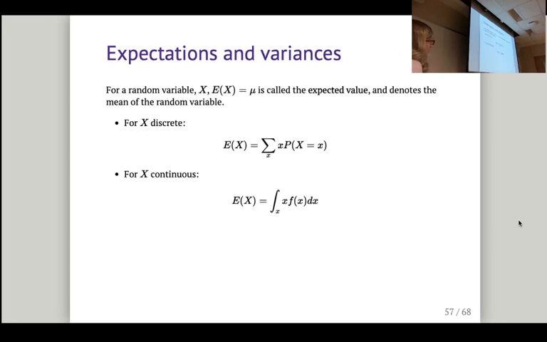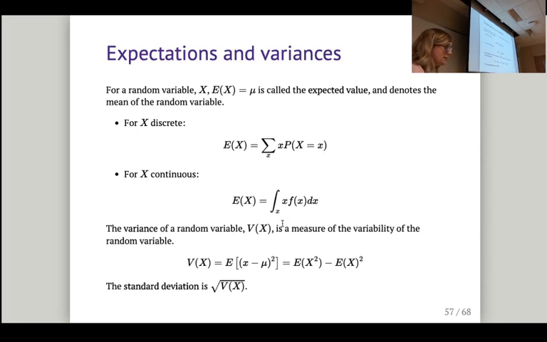For a discrete random variable x, we find this by summing up all of the possible outcomes, little x, times the probabilities. For continuous x, we find this by integrating all of the possible x's times their density function, little f of x.